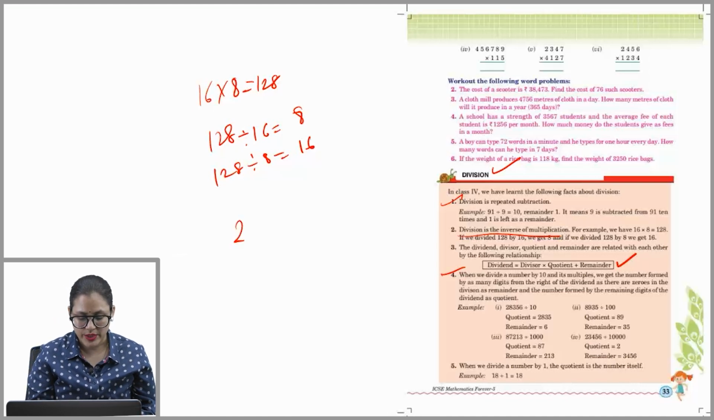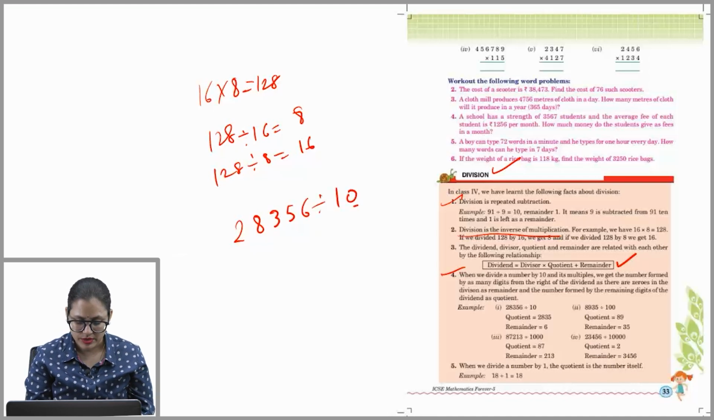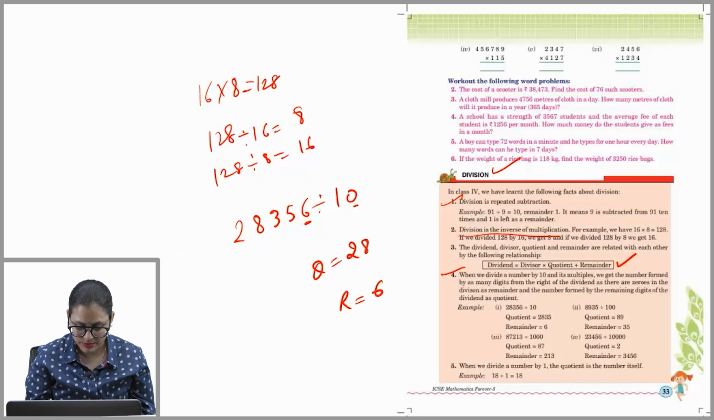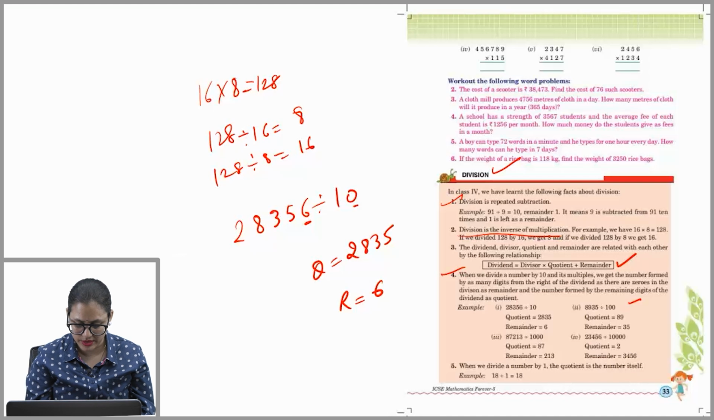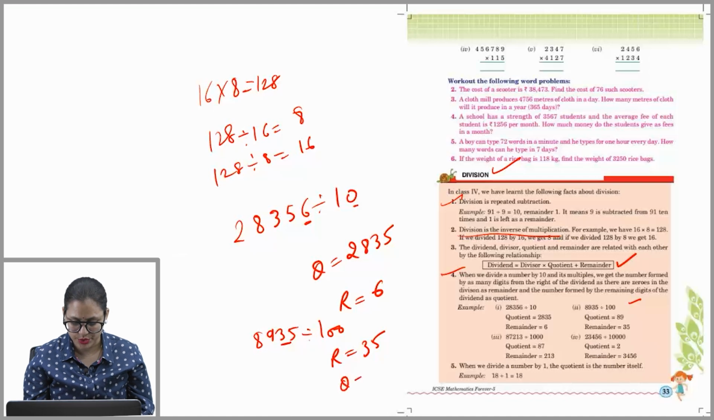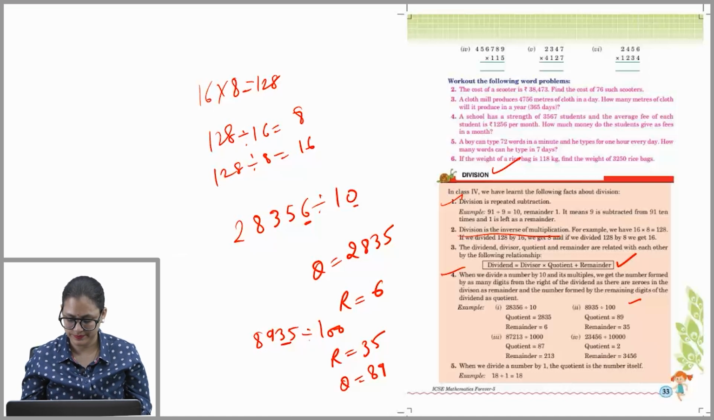For example, 28,356 divided by 10. Okay, how many zeros are there? There is only 1 zero. That means one digit from the right side is the remainder and the remaining digits are the quotient. Okay, and if a number is divided by 100, 8,935 divided by 100, then 2 zeros means 2 digits from the right side will form the remainder and the remaining digits are the quotient. Okay.